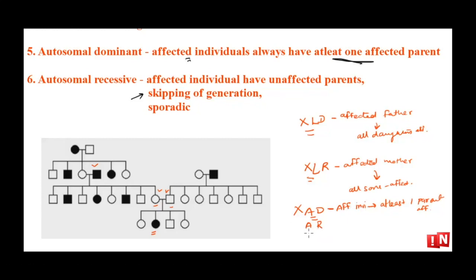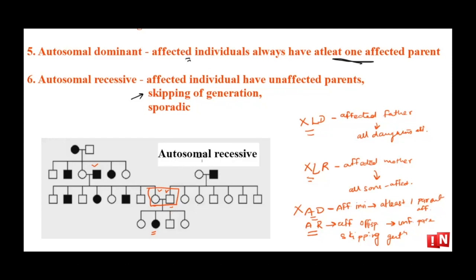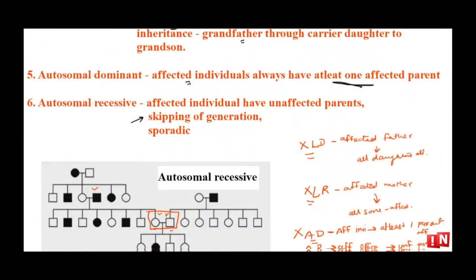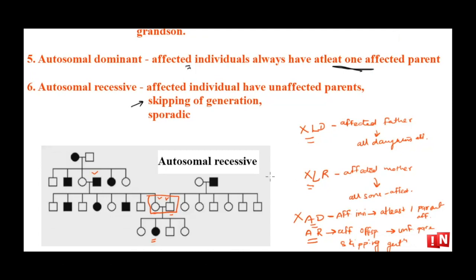So we are only remaining with autosomal recessive, where the condition is that affected offspring can have unaffected parents. Right? That is what we are observing. And this is a skipping of generation also. This particular disease is skipping this generation. So this particular pedigree is autosomal recessive. If you look at it just like that, you might conclude it is autosomal dominant. But if you go by the rules or the tips that we just saw, you will not make a mistake, right? It is autosomal recessive.